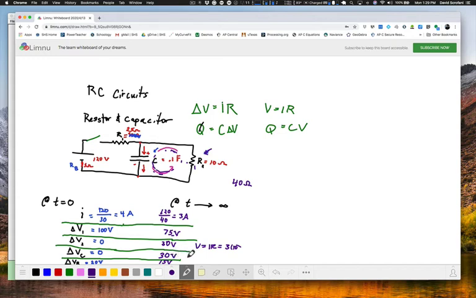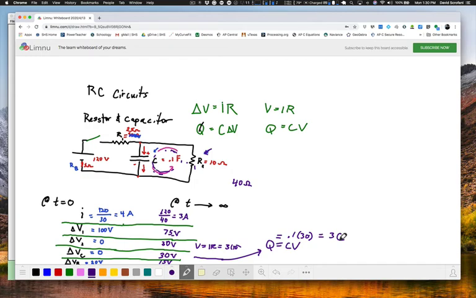Okay. With that information, I can now go ahead and calculate, if I want to, the final charge on this capacitor. Q equals CV. Using this equation, I have a capacitance of 0.1. I have a voltage difference of 30 volts across it. And now I have a charge of 3 coulombs, which is a lot of charge, stored on that capacitor.